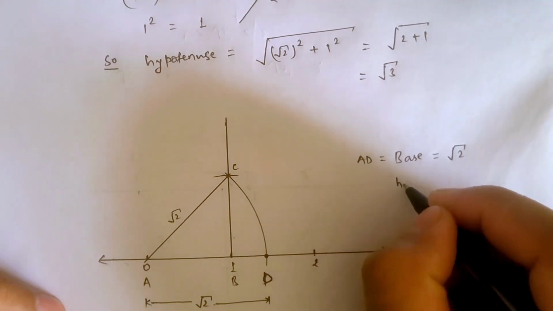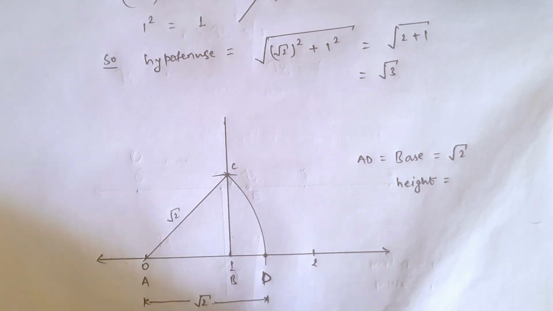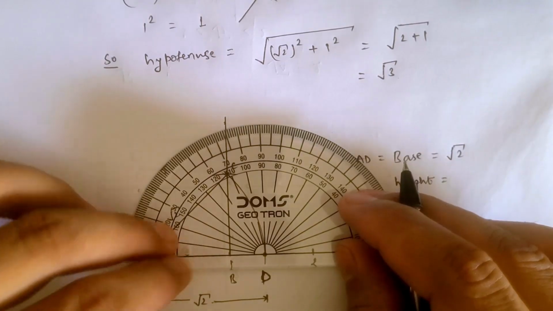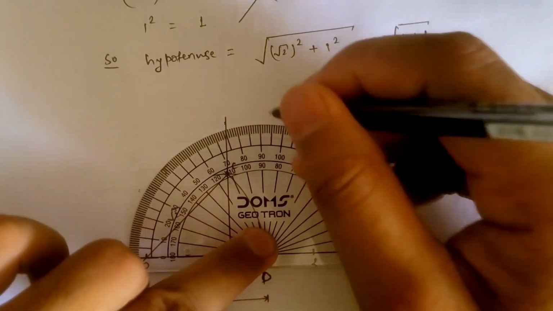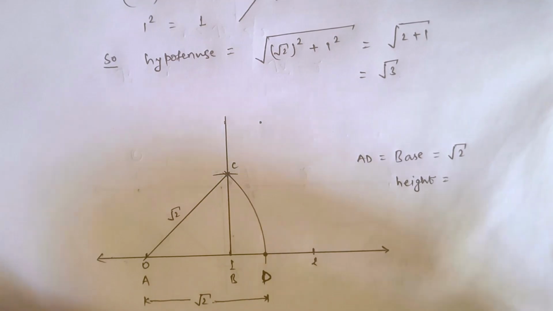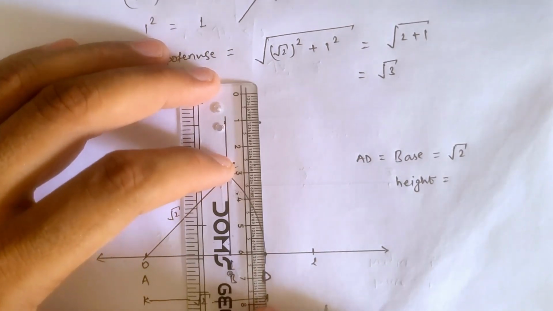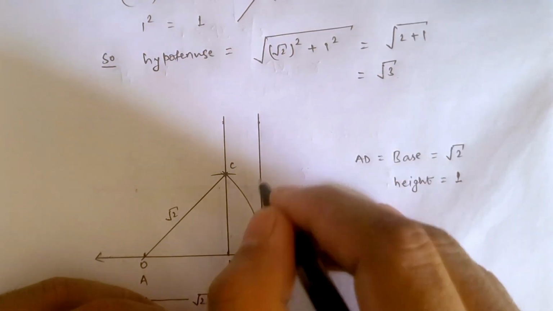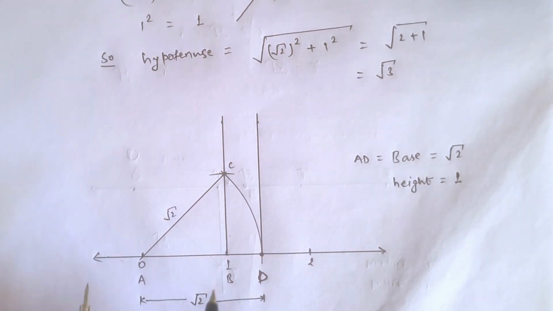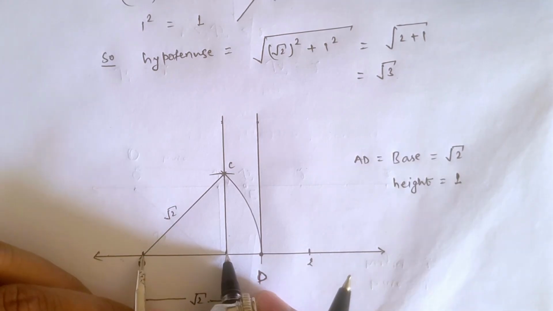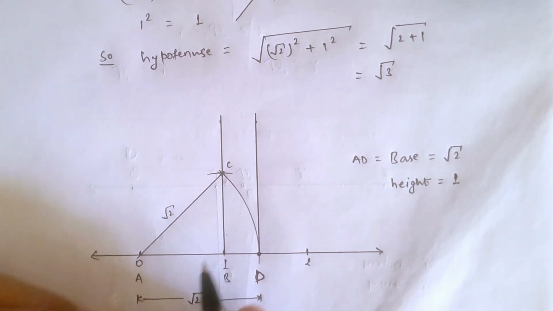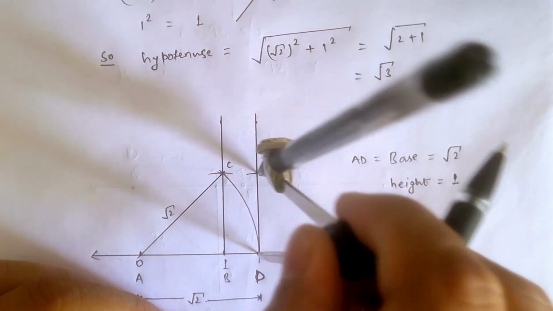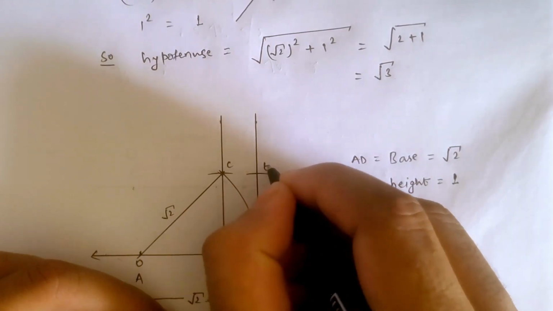Now we have to plot the height. For that we have to draw a perpendicular to the point D. To do that, we take our protractor and mark 90 degrees and we draw the perpendicular. Now we have to mark 1 unit on the perpendicular line. To do that, we take our compass and measure 1 unit. So this is 1 unit. Now we take this 1 unit and mark this on the perpendicular line. So this point is our E.